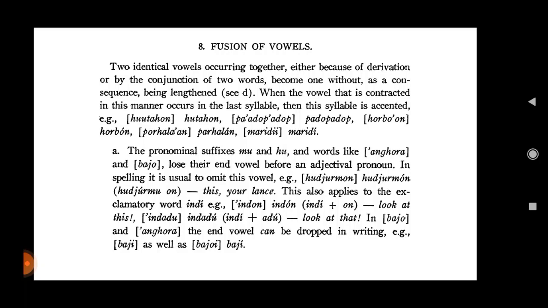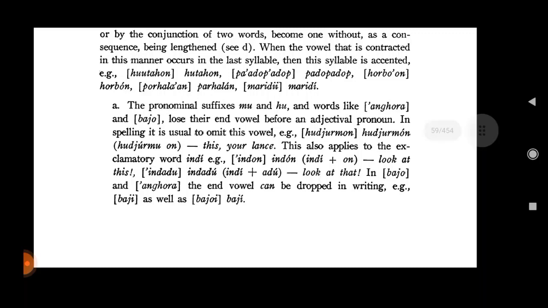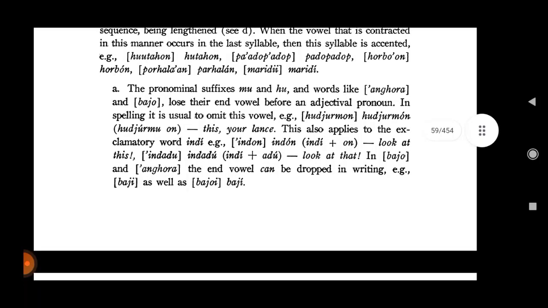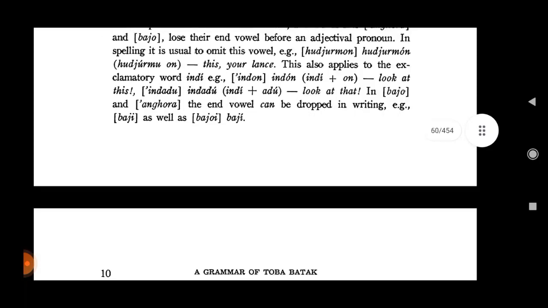The pronominal suffixes bu and hu and words like anghora and bayo lose the end vowel before an adjectival pronoun. In spelling, it is usual to omit this vowel, e.g. hujungwon, hujungwon. This young lands. This also applies to the exclamatory word indi, e.g. indon, indion. Look at this: indadu, indadu, in the adu, look at that. In Bayo and Anghora, the end vowel can be dropped in writing, iji, bayi, as well as bayoi, bayi.